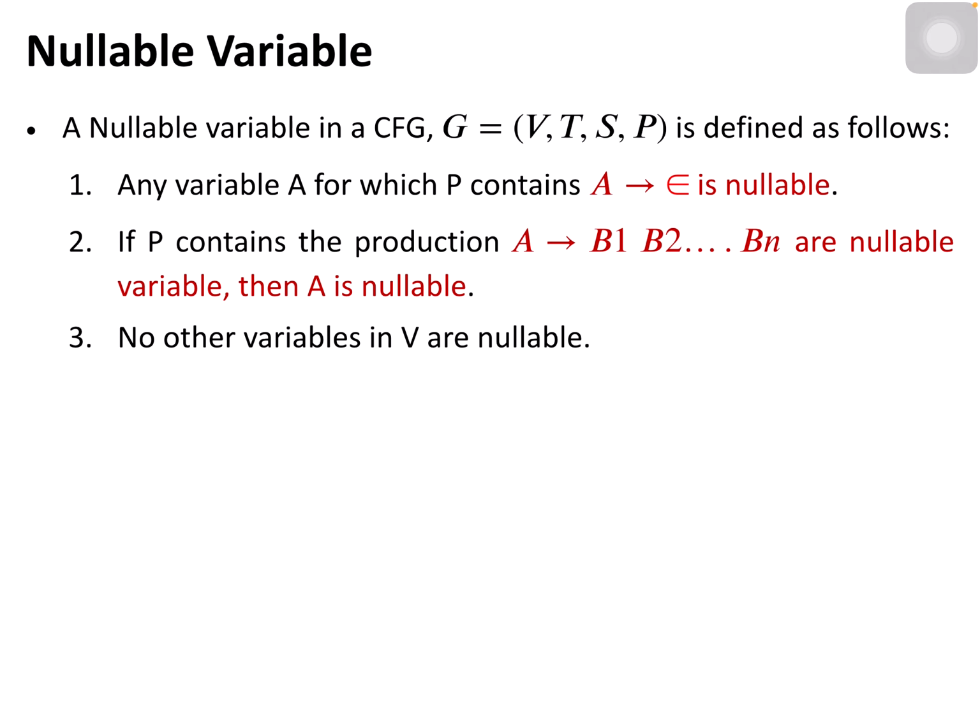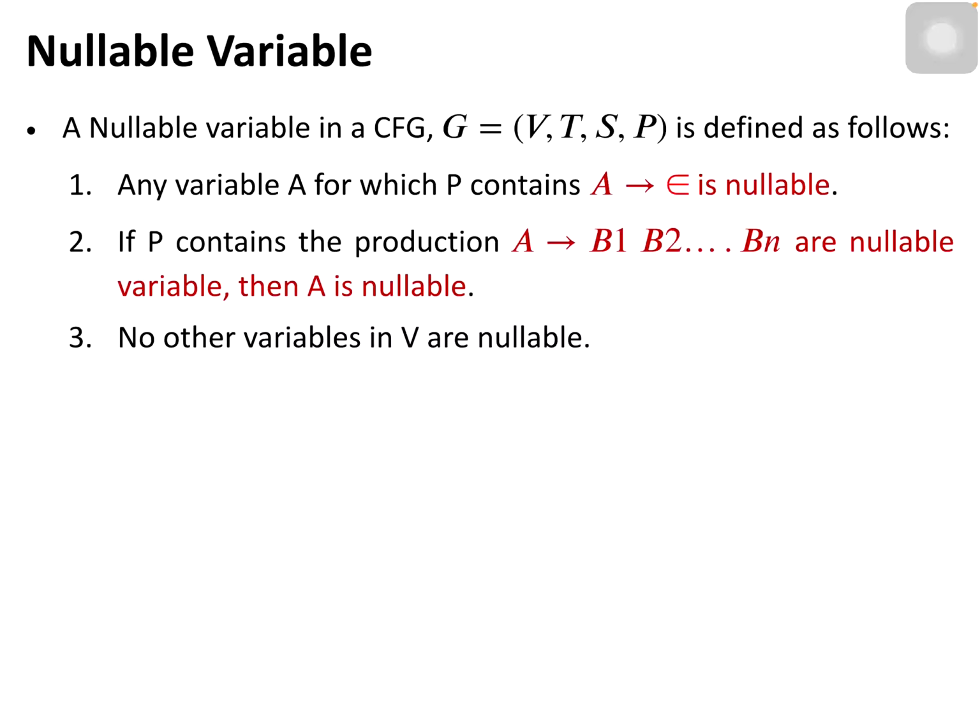So one such problem is called a nullable variable. What is a nullable variable? A nullable variable in any context-free grammar, that is V, T, S, P, is defined as follows. Three conditions have to be followed. Any variable, suppose A, for which P contains A gives epsilon, is a nullable variable.